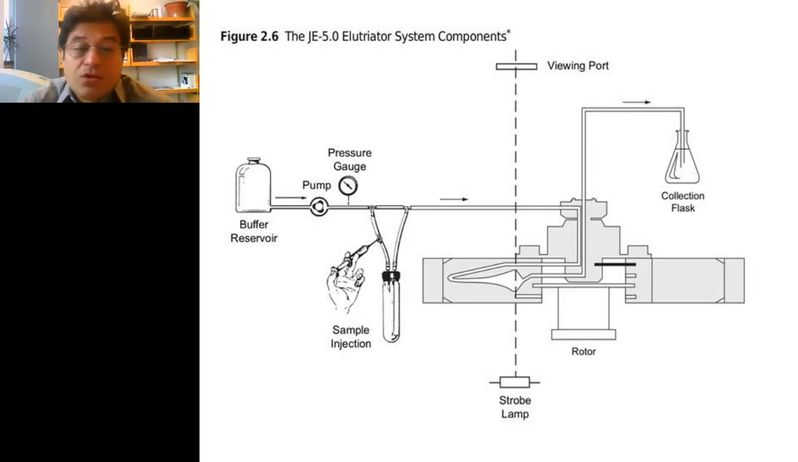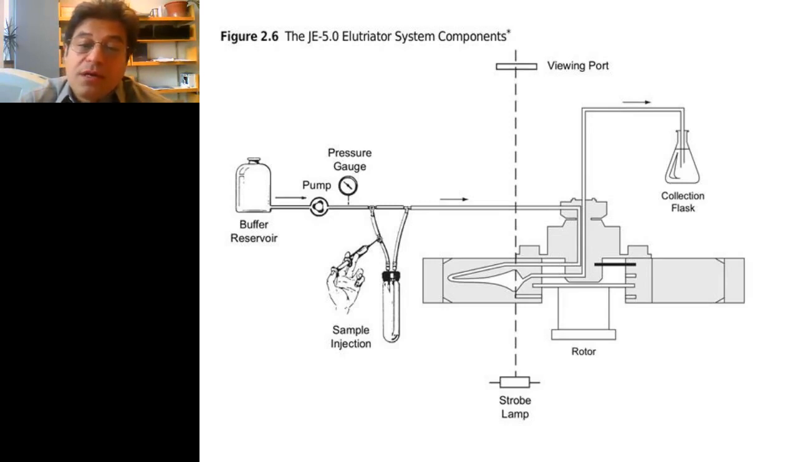Typically, for elutriator runs in most laboratories, the centrifuge is held at a constant spin rate, and the sample introduction rate can be varied by changing the pump rate. This will allow you to push material through and to actually selectively remove smaller or larger cells from the system. So this is the special apparatus that's required to do this.